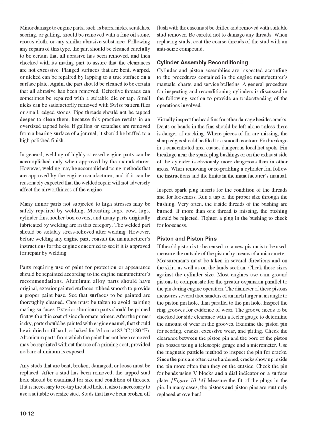Care must be taken to avoid painting mating surfaces. Exterior aluminum parts should be primed first with a thin coat of zinc chromate primer. After the primer is dry, parts should be painted with engine enamel, that should be air dried until hard, or baked for half hour at 82 degrees Celsius, 180 degrees Fahrenheit.